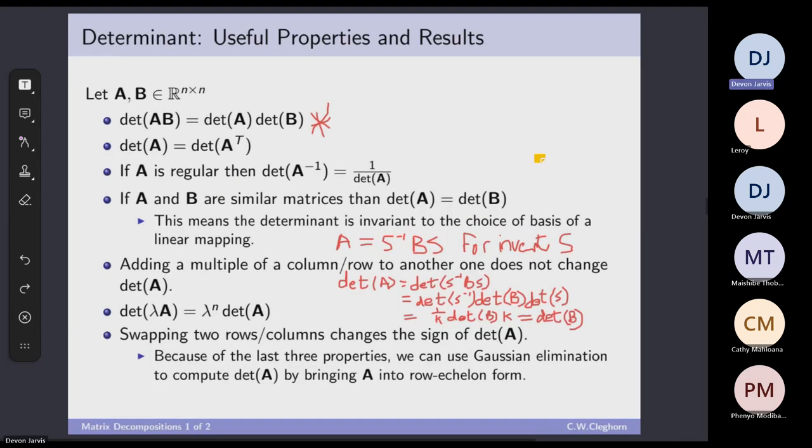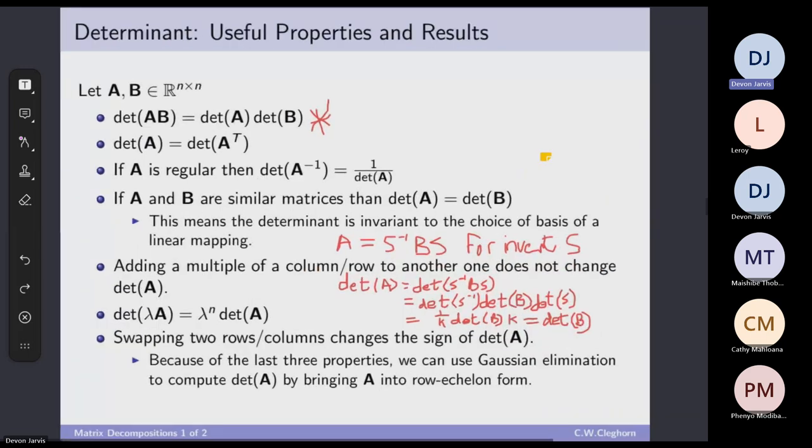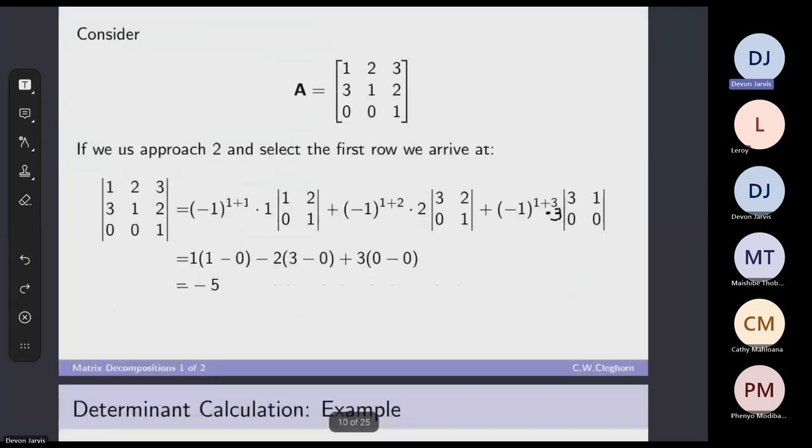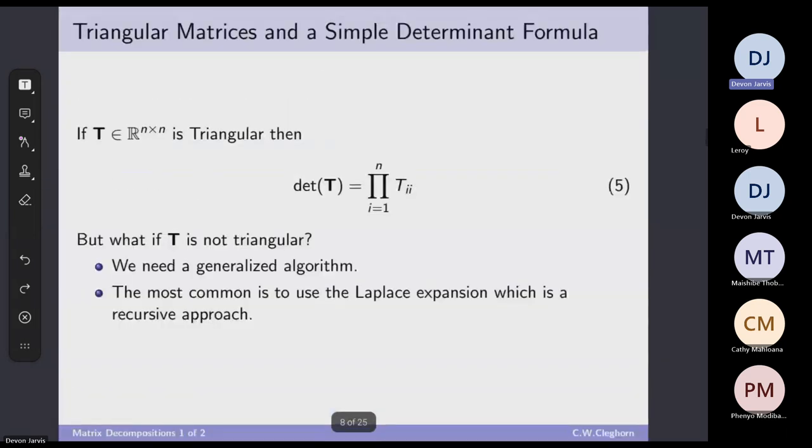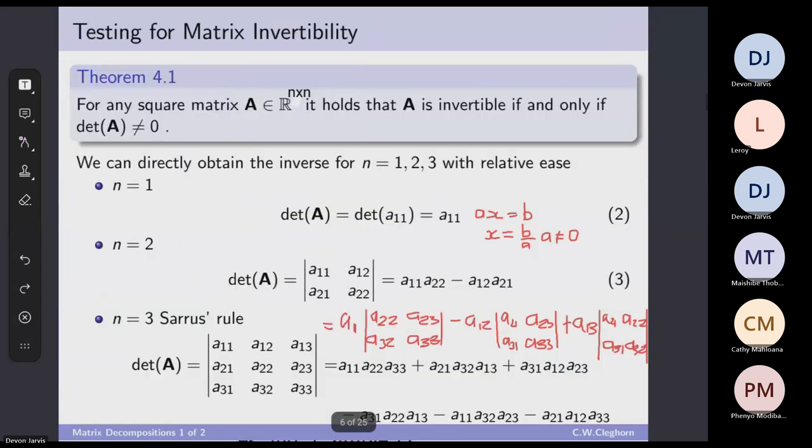Okay, and then swapping two rows or columns changes the sign of the determinant. And in general, I find this one to be the most unintuitive. I should look into it. I don't quite know what a geometric interpretation of this property is, to be honest. But you can see it really easily in this equation here for the 2x2.